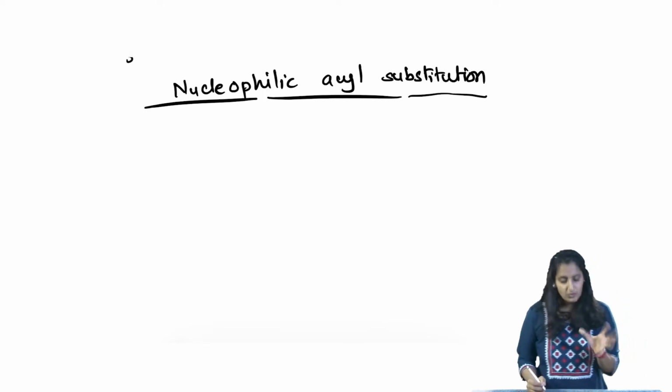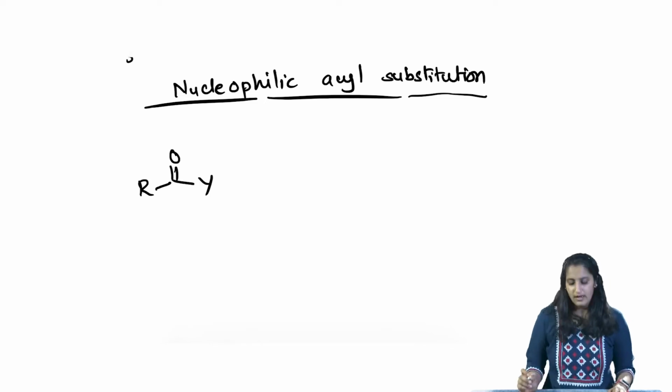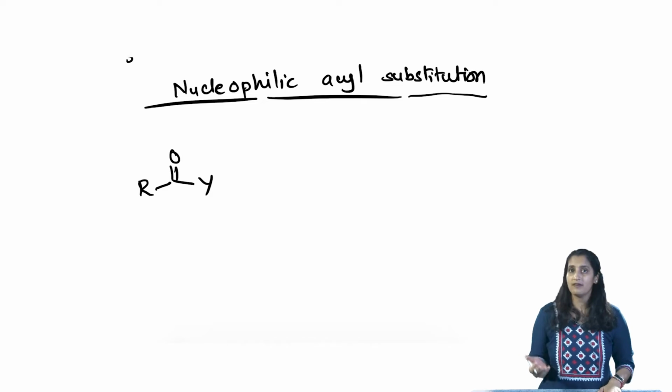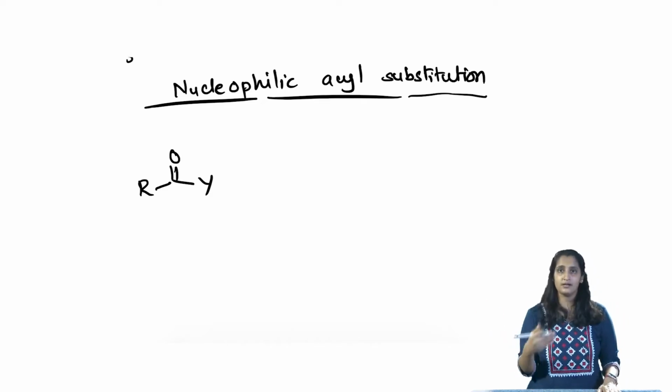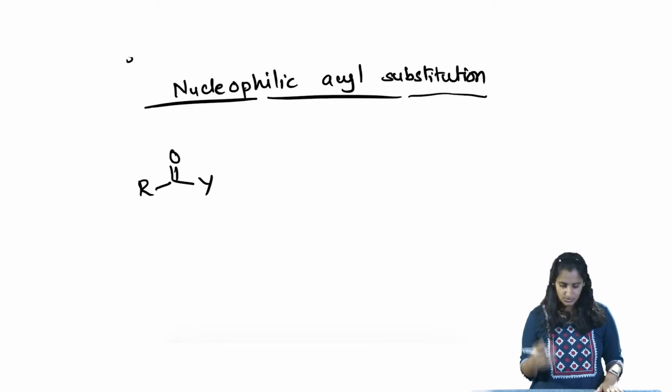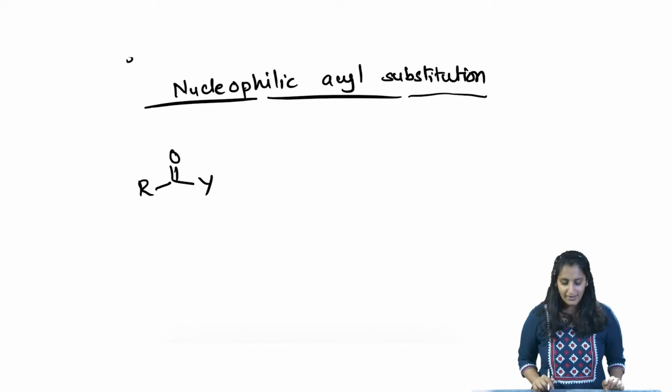I am going to take a very generic molecule, RC double bond OY. In the case of acid chlorides, that Y becomes a chlorine, in the case of esters it becomes OR, in the case of amides it becomes NH2 or NHR, and so on and so forth. So, it is a very generic molecule.